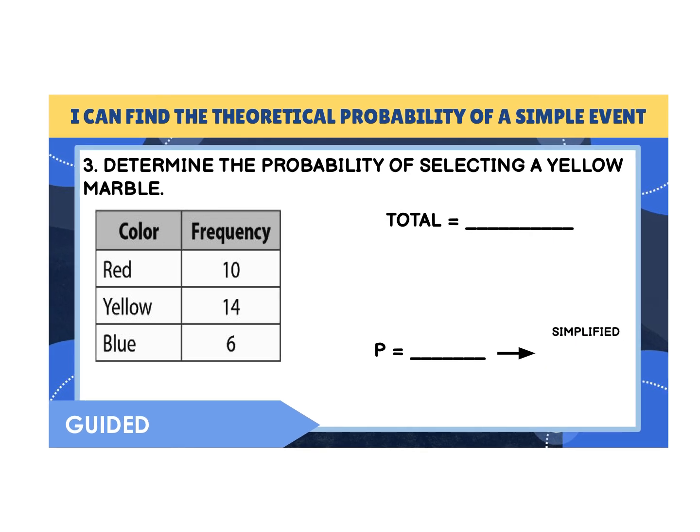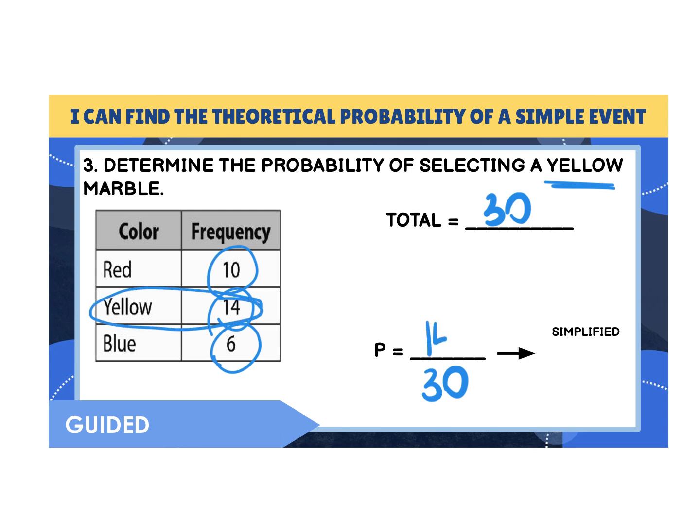So determine the probability of selecting a yellow marble. Well, we landed on red 10 times. We picked 14 yellow. We picked 6 blue. We need the total. So 10 plus 14 plus 6 gives us 30. 30 is our total. It goes on bottom. Again, we're comparing the desired, a yellow marble, to the total, which is 30. So our yellow marble would be 14. Again, we can put that in our calculator. We can do simp enter. It will give us 7 over 15 as our simplified fraction.